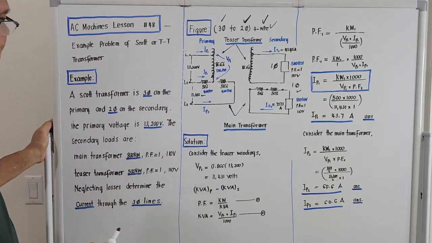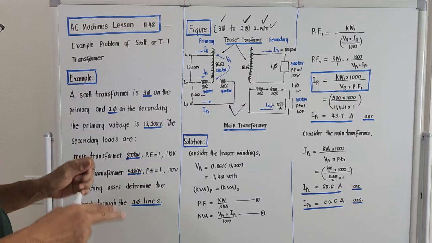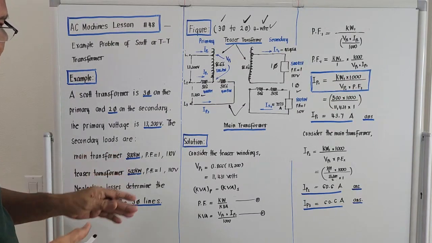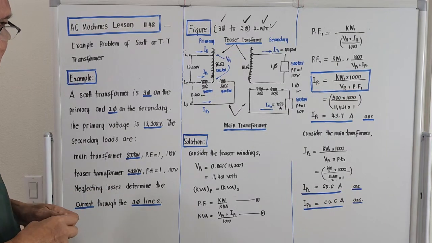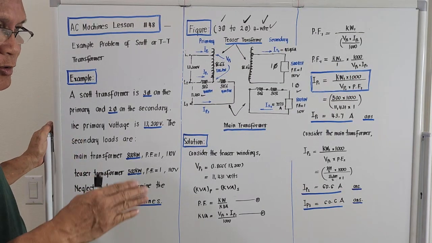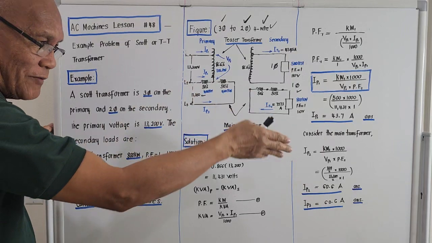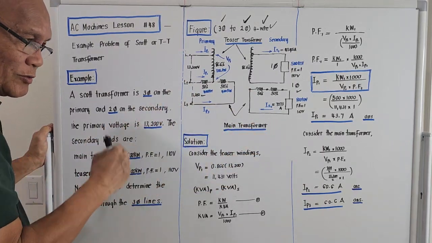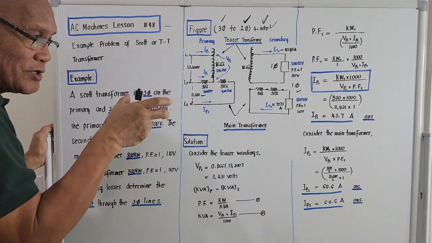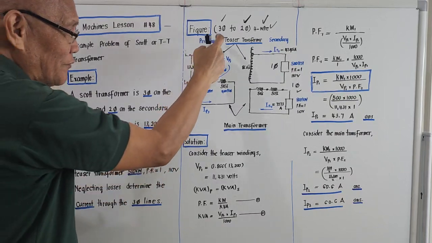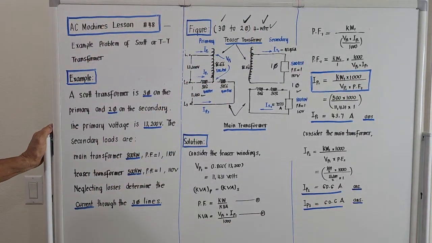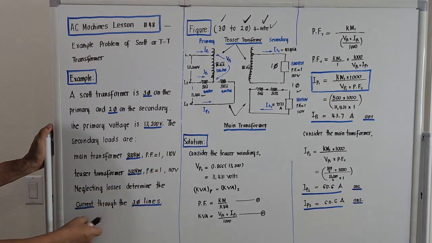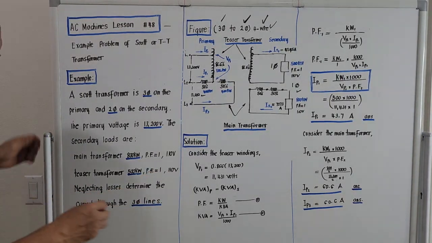A Scott transformer is actually a special case of a transformer. It was designed to function as a conversion from 3-phase to 3-phase, or 3-phase to 2-phase, or 2-phase to 3-phase. But for this given problem, it is from 3-phase to 2-phase. The problem is just asking, determine the current through the 3-phase lines.